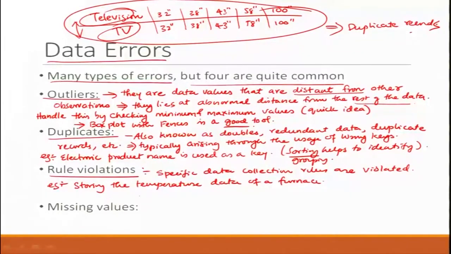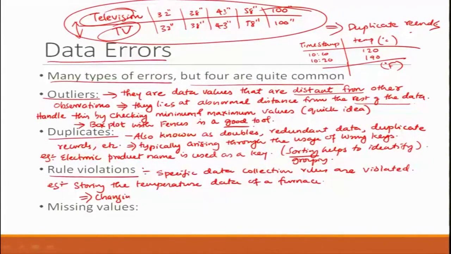If you think about the data, there's a timestamp and the temperature. Assume that you are storing the temperature initially in degrees Celsius, and at 10 a.m. it was 120 degrees Celsius, at 10:20 a.m. it was 190 degrees Celsius, like this. And somewhere in between, let's assume that the system got changed to Fahrenheit. Then these temperature values will immediately change. So changing the rule from degree Celsius to degree Fahrenheit messes up the values. So this is an example of the violation of the data rule.